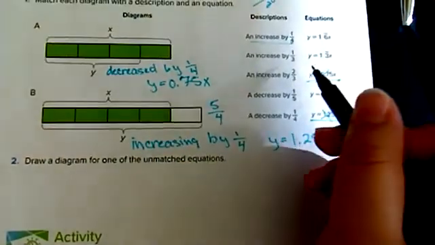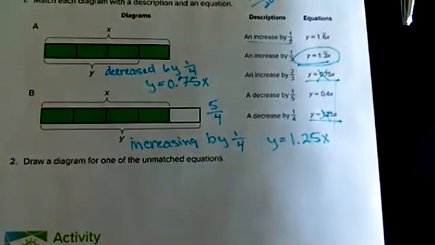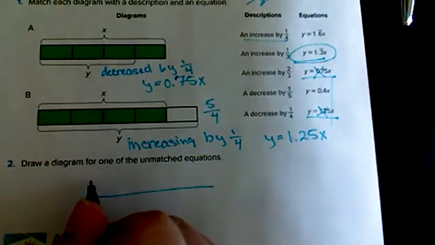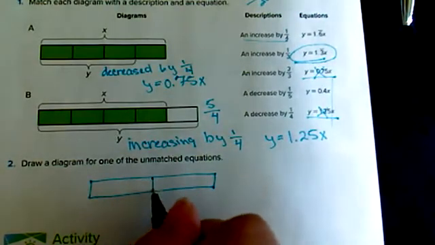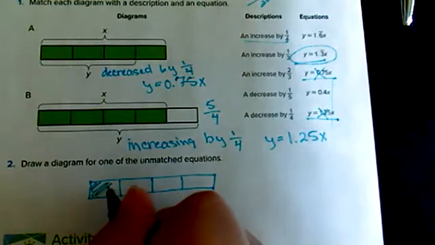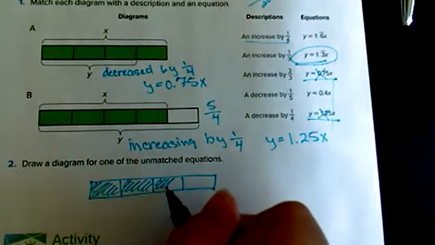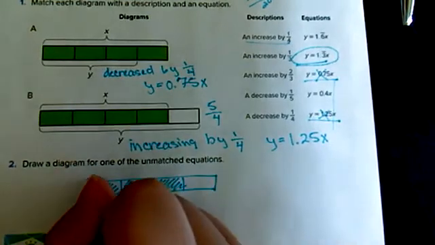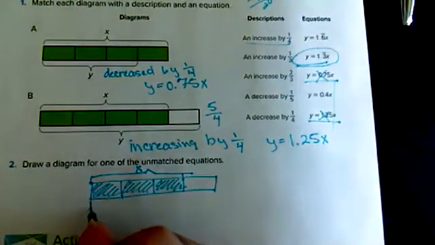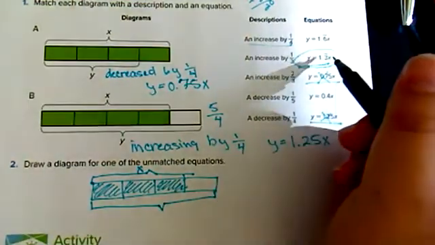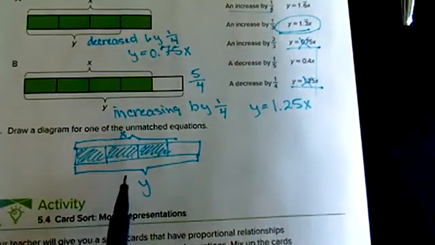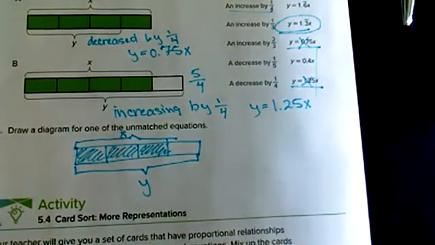All right, so Miss Bailey is going to choose to do this one here, y equals 1.3 repeating. So I'm going to start by drawing my diagram. And I want it to have 4 pieces, but I only want to have 3 of them colored in. So I'm going to color in 3 of them to represent my x. And then my y is going to have this extra third because this is 1/3 larger. So this is what my diagram would look like. It would be 1/3 larger than the x.